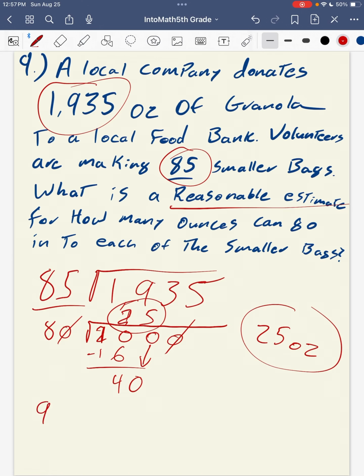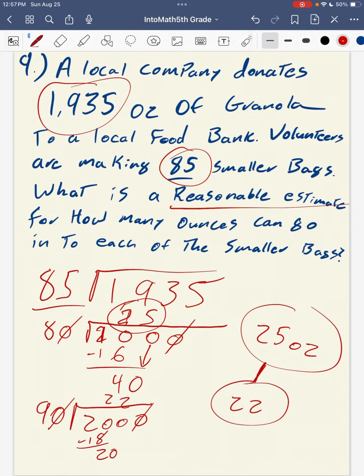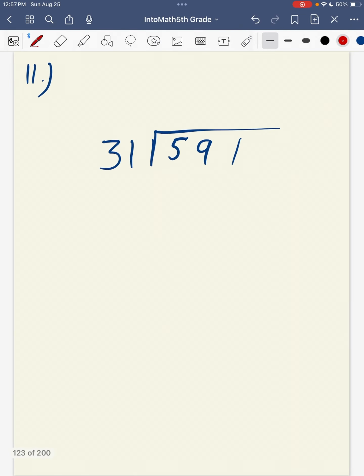Okay. Other reasonable numbers that we could round to, 90 and 2,000. Again, take off our zeros. 9 can go into 20 twice, minus 18, leaves 2, bring down the 2. So between 22 and 25 ounces would be a reasonable estimate for how many ounces of granola can go into each bag. We don't need to actually solve it yet. We just need an estimate.